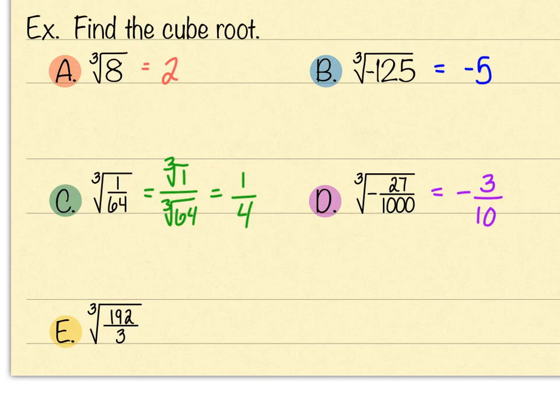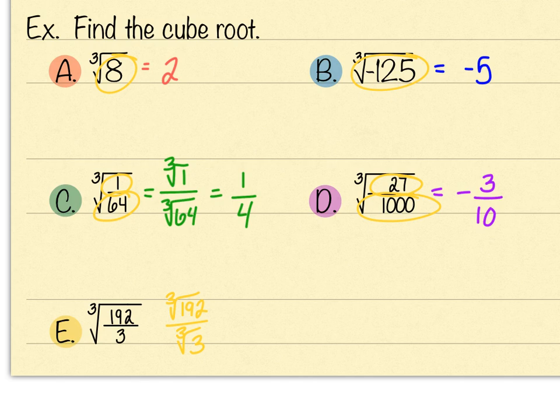Now, just like in our last section, we might encounter a problem like the one in example E, where the numbers we're cube rooting, 192 and 3, are not perfect cubes. So you'll get irrational numbers when you try to cube root a number that's not a perfect cube. 1,000 and 27 and 64 and 1 and 125 and 8, those are all perfect cubes, which is why we got such nice answers. But 192 and 3 are not.